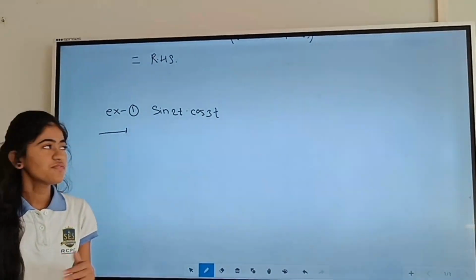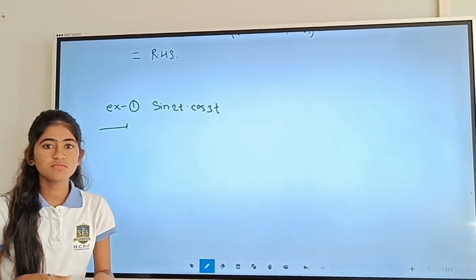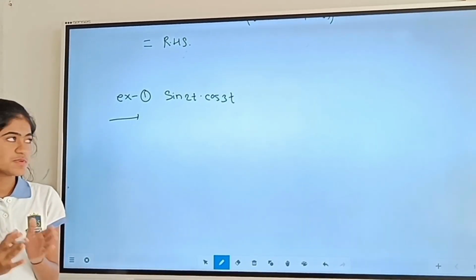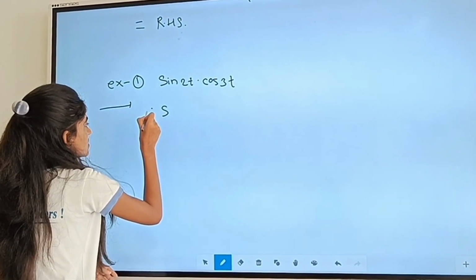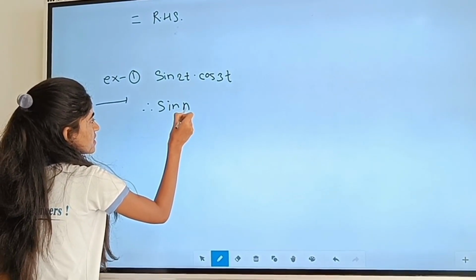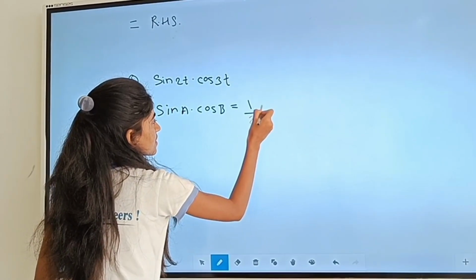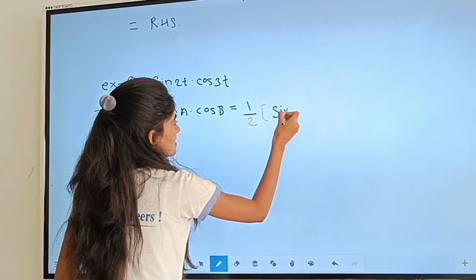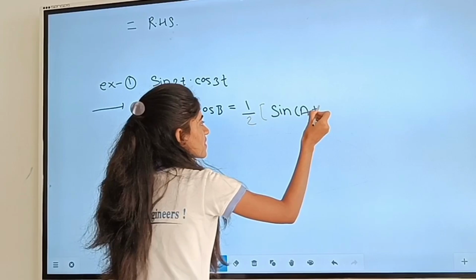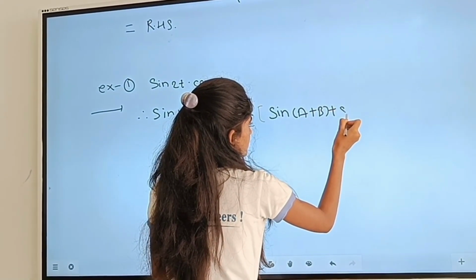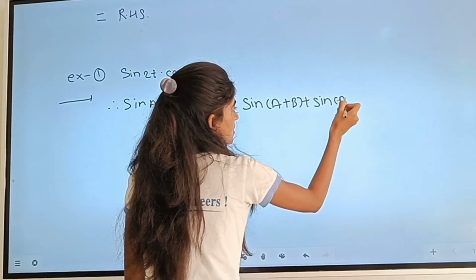So we cannot simply find the Laplace of this function directly. So by using the sin a into cos b formula, sin a into cos b is equal to 1/2 of sin(a plus b) plus sin(a minus b).